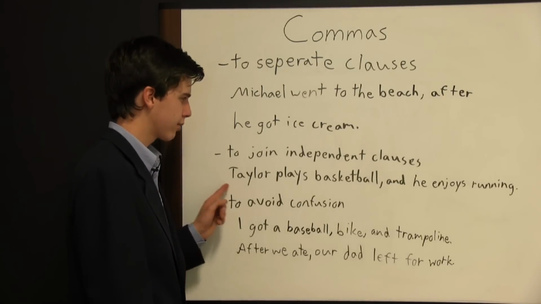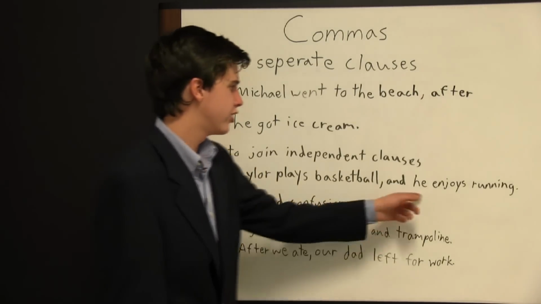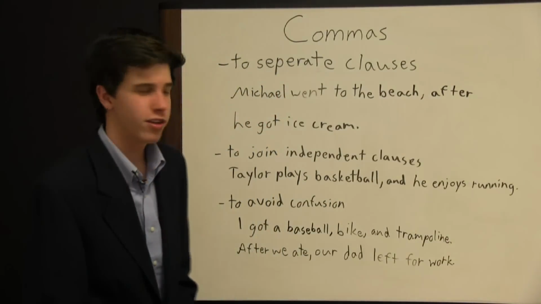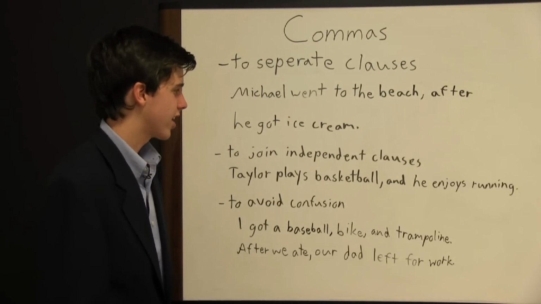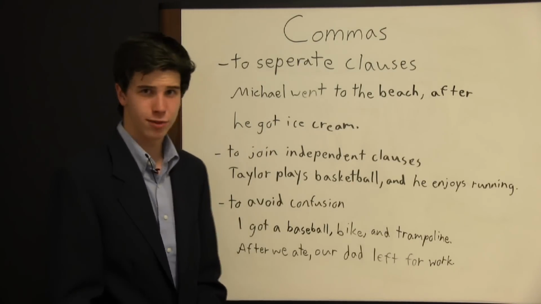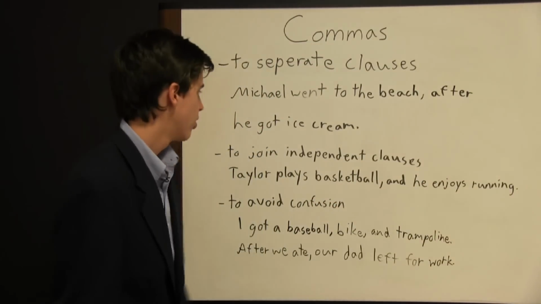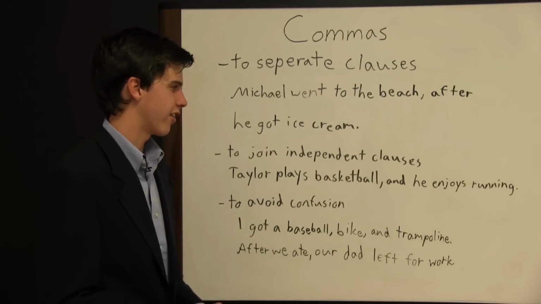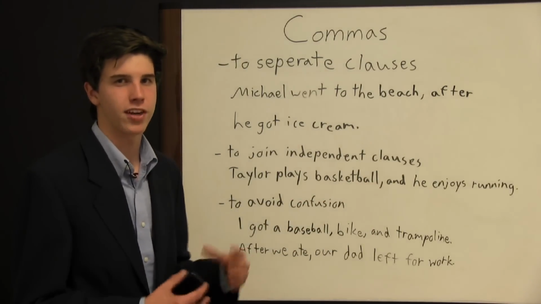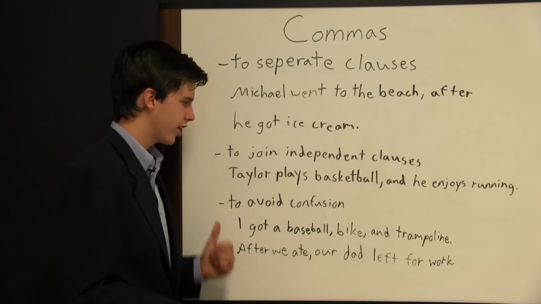So if we were to say Taylor plays basketball, and then we also had another sentence, he enjoys running, we can easily join those two together. There's a couple ways to do that, but one of the ways is to use a comma and a conjunction. So we can say Taylor plays basketball, comma, and he enjoys running. The comma helps bring these two sentences together, and it helps you realize what's happening, that you're adding two sentences together. Now, the third use is to avoid confusion.